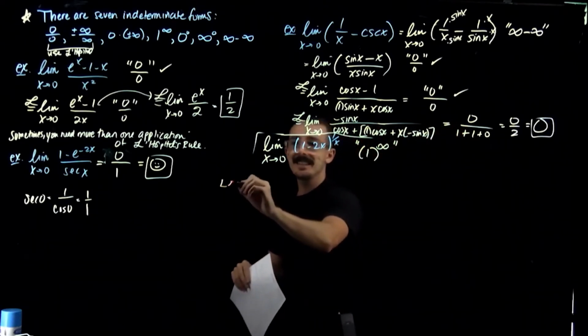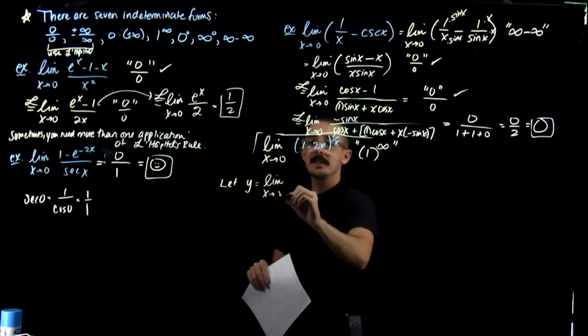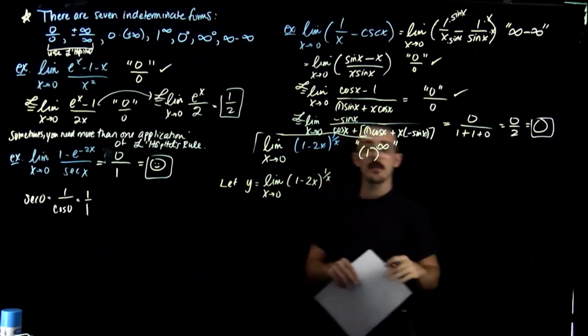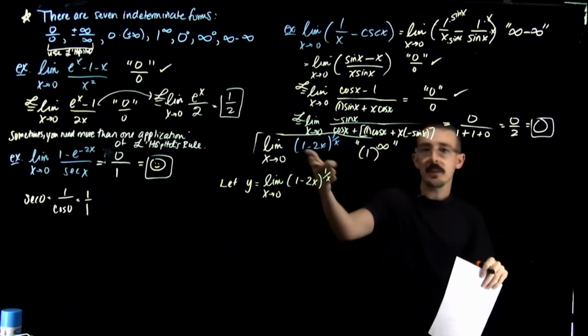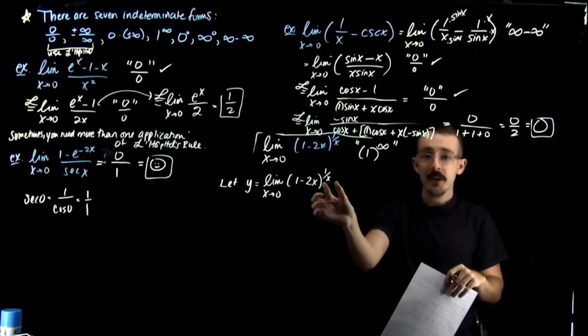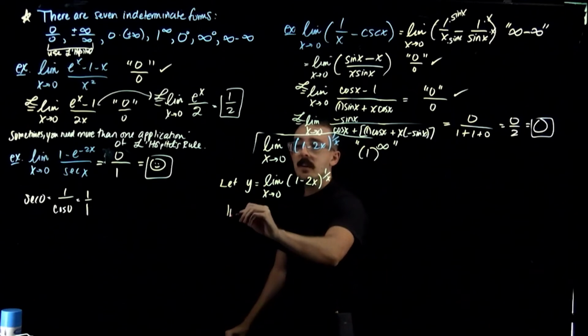So the way I do this is I say let y equal the limit as x goes to 0 of (1 minus 2x) to the 1 over x. So I let y equal the thing I'm looking for. To get a power down from here, you can use log. We did that in lecture 17 a lot. So take the log of both sides.